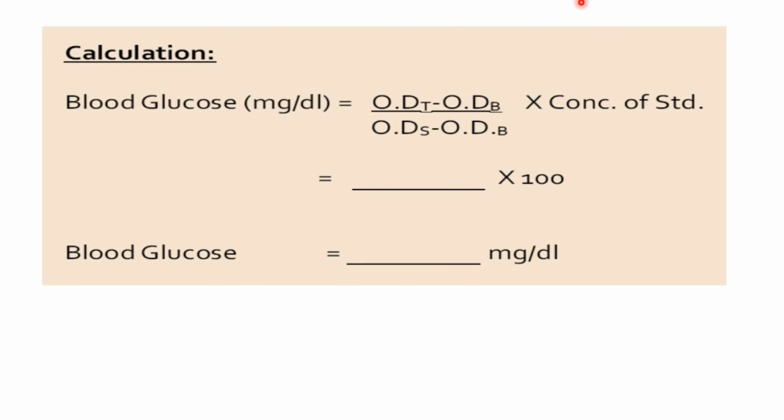After taking the optical density, you have to feed the optical density in this formula, that is optical density of test minus optical density of blank divided by optical density of standard minus optical density of blank multiplied by concentration of standard. Concentration of standard is known, which is 100 milligram per deciliter. After feeding the optical density in this formula, you will get the blood glucose.